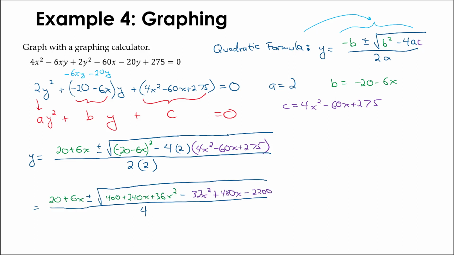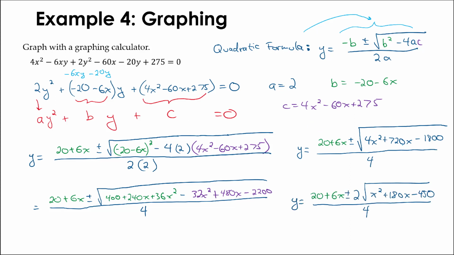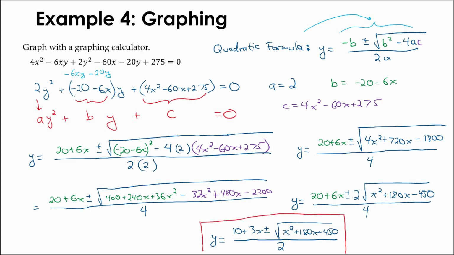I'm going to FOIL out this squared term here, and then we're going to multiply this by 2 and distribute that throughout this term here that we have for c. Then we can continue to simplify down. We can factor out a 4 inside of our radical, which brings out a 2 in front of the radical, and then we can simplify one more step by dividing everything by that 2. So this is what I would plug into my calculator right here.